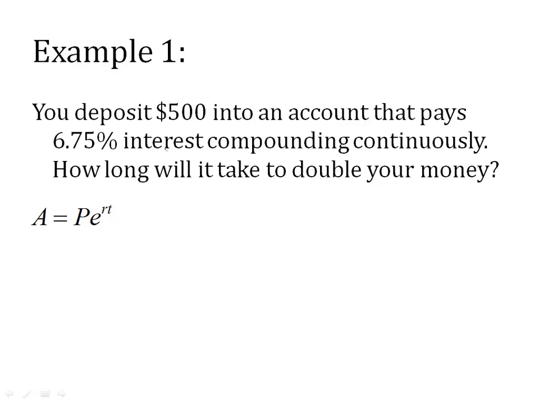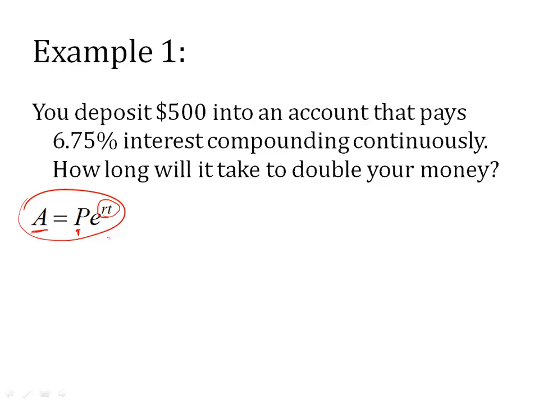Let's say you deposit $500 into an account that pays 6.75% interest, compounding continuously. That's a good deal. How long will it take you to double your money? All right, so if you recall, there's a good old equation we talked about. If it compounds continuously, we use this one. The A is the balance of the account equals the principal, what you put in initially, times e raised to the rate multiplied by the time.